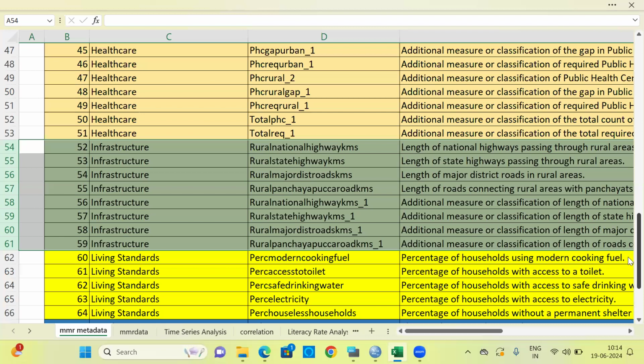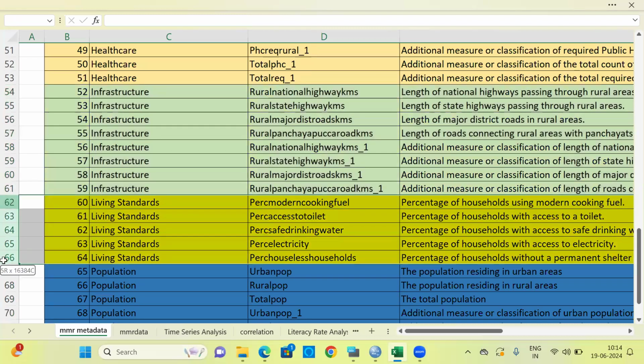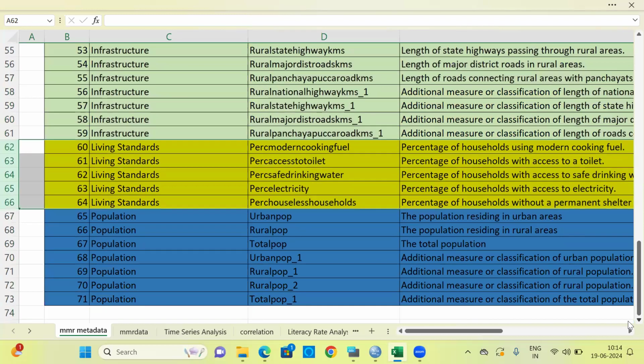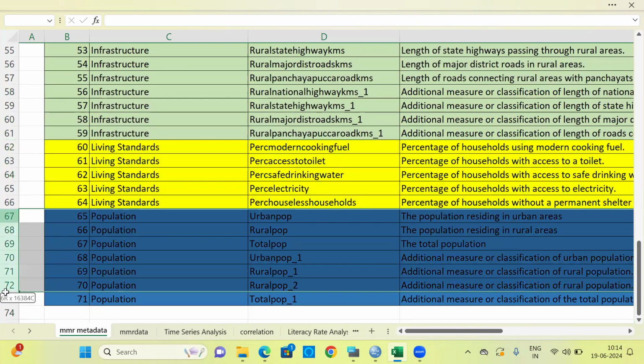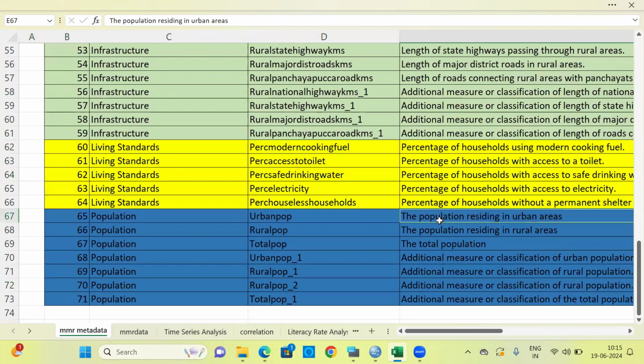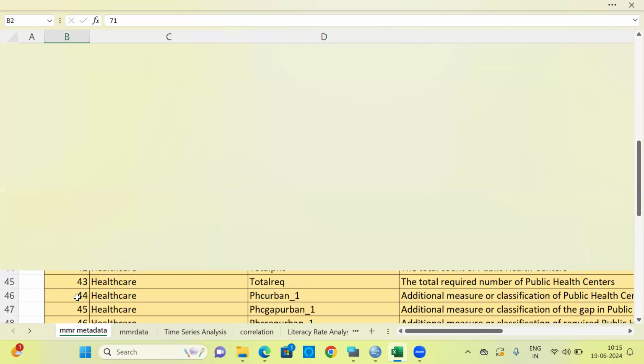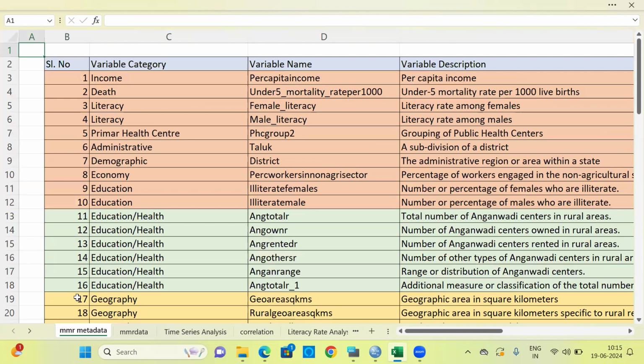And last but not the least, I've got variables about the living standards of people as well. Here you can see good variables like the percentage of households using modern cooking fuel, the percentage of households with access to a toilet, and the percentage of households with access to safe drinking water facilities. I've got one more set of variables here, that is the population or demographic related variables. You can see here, I've got variables like the population residing in urban areas, the population residing in rural areas, and the total population.